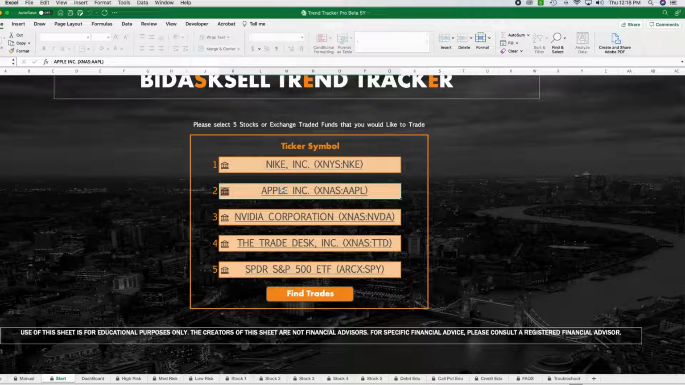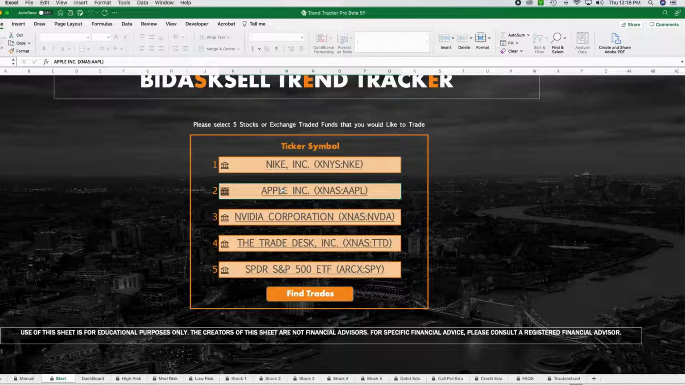Now, it is a problem that is easily fixable if you happen to forget and delete the information that is on the start page. I do have a brief section in the manual as well as on the troubleshooting tab that explains how to fix it, or you can email me and I'll happily explain how to fix it. But you want to remember to type over the information as opposed to deleting the information.